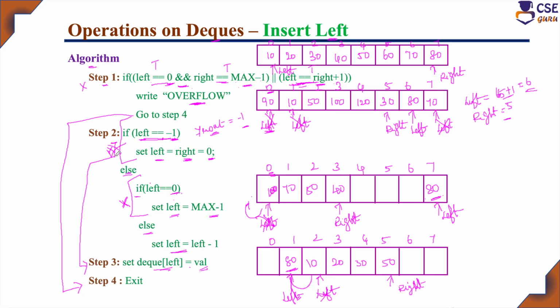Suppose this condition is false; it will go to the else part, and here if left is equal to 0 and this condition is true, it will set the left pointer to the max minus 1 position and then go to step 3 and place the element. And if this condition is also false, it will set the left pointer to left minus 1 position and then go to step 3 and place the element. So these are all the conditions for the insert left operation in the DQ data structure.